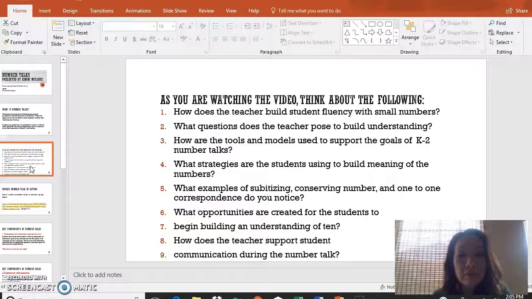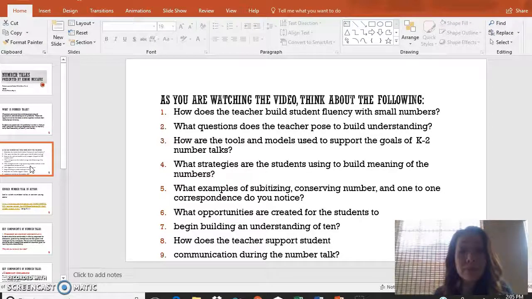So during this professional development, I have linked two videos, and I am going to show the teachers the video first. And as they are watching the video, I want them to think about the following. How does the teacher build student fluency with small numbers? What question does the teacher pose to build understanding? How are the tools and models used to support the goals of K-2 number talks? What strategies are the students using to build meaning of the numbers?